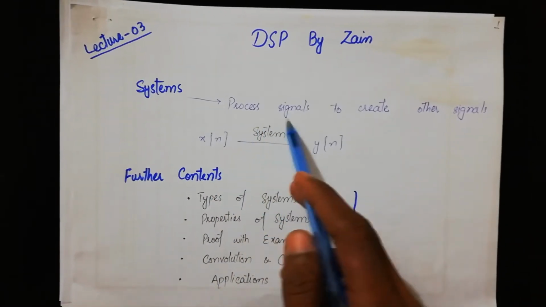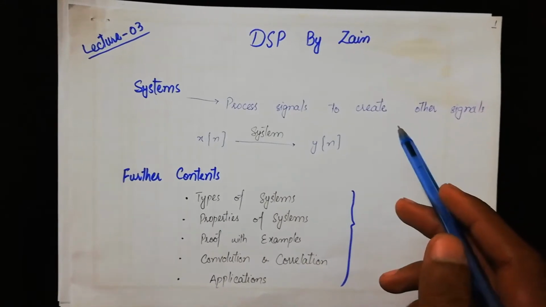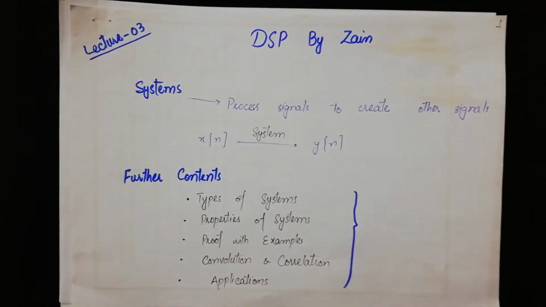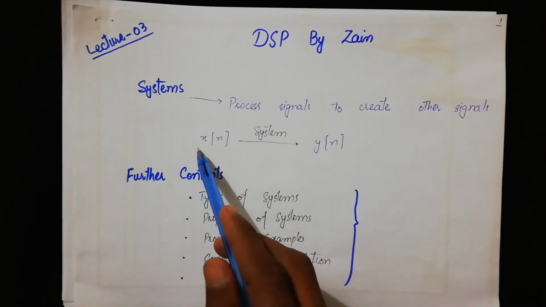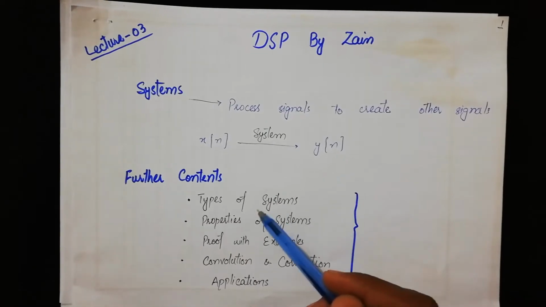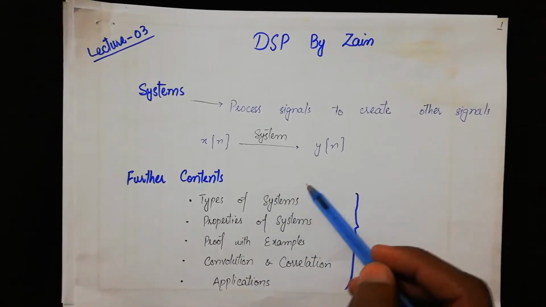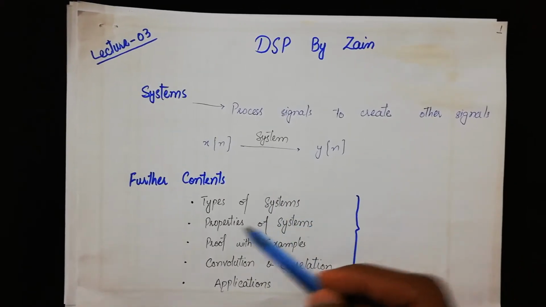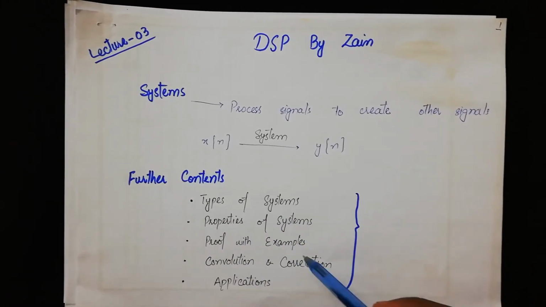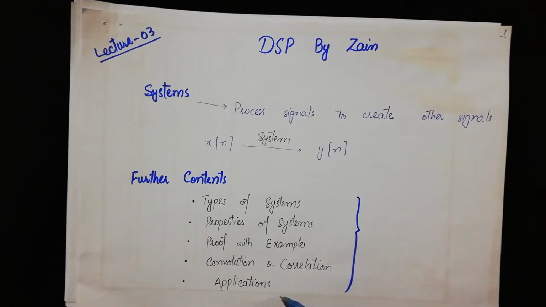Today is our third lecture of DSP, in which we discuss what actually systems are. Systems process signals to create other signals. As we previously discussed, a system processes one signal to create another signal. For example, we have the x[n] signal, the system works over it and creates y[n]. Further contents in today's lecture: types of systems, properties of systems, proof with examples, convolution and correlation, and applications.